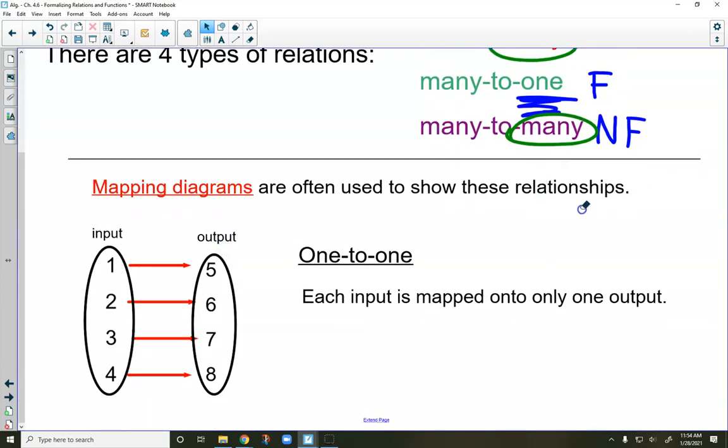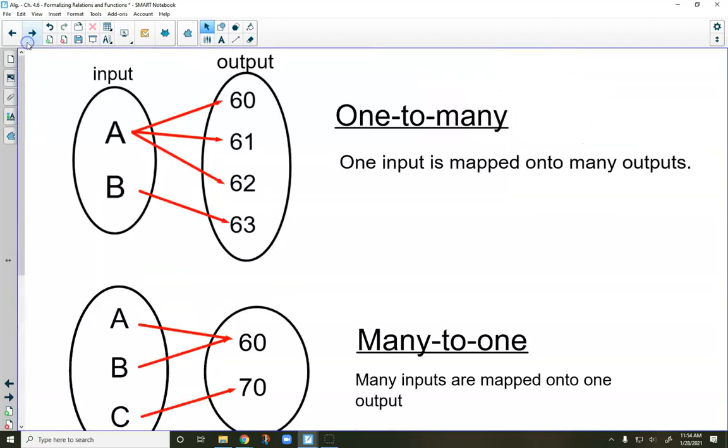Mapping diagrams are often used to show relationships. This is a 1-to-1 relationship. Each input is mapped only to exactly one output. This is a happy functioning relationship. This is a 1-to-many relationship. Each input is mapped onto many outputs. As we can see, A is going to 60, 61, and 62. Even though B is only going to 63, as soon as we see the word many, it beats out the word 1. Okay? It trumps it. So, when we see this, we have to recognize that many beats the word 1.